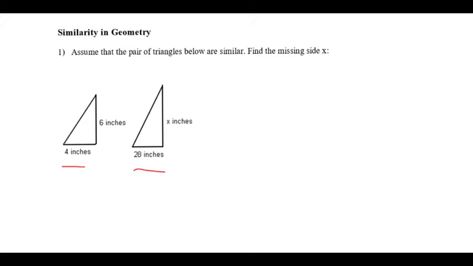And I'm going to make that into a ratio. So I'm going to do 4 over 28 equals, and then I'm going to use the same ratio with the other corresponding sides on the other side, which would be 6 and then x. And because I put the 4 on top, I'm going to put the 6 on top. So keep the small triangle on the top, large triangle on the bottom.